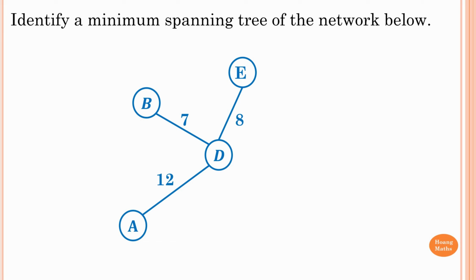Now this is a simple network. That's why you can do it by inspection. In fact, by inspection is very difficult. There are rules to work this out.